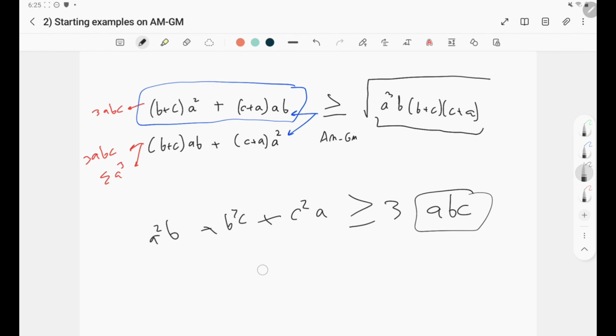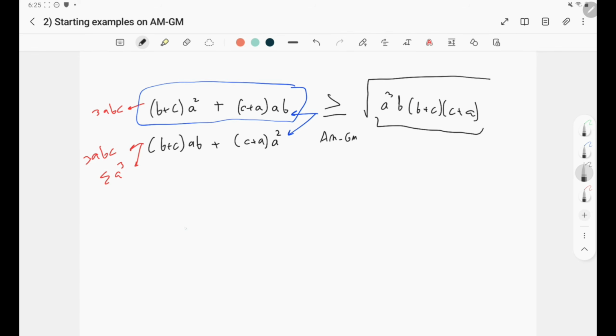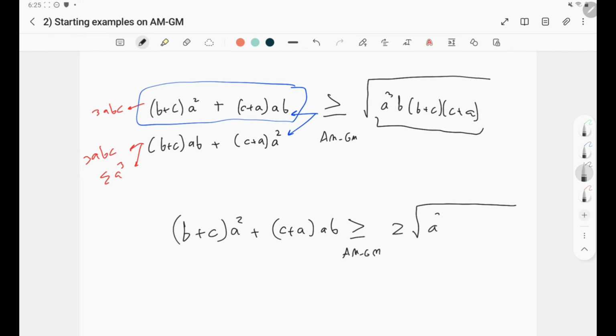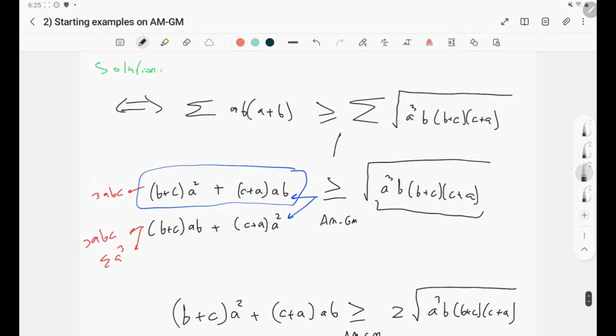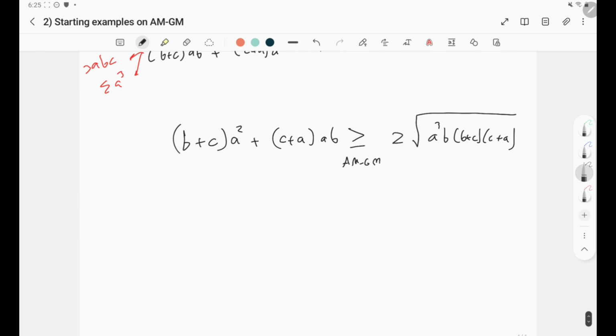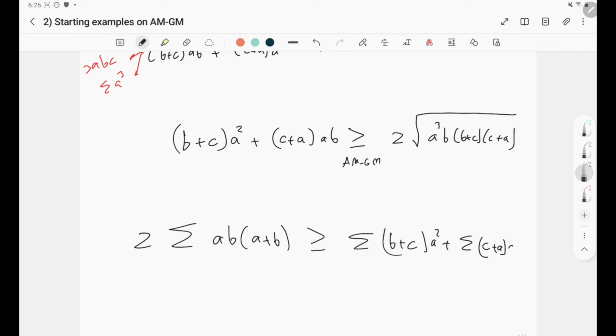All right, so let's go ahead and pick the first one. So now, by simply applying this inequality, C plus A, AB, of course AMGM, it will simply give you 2 of that. And then of course you'll take the sigma of both sides, and you'll simply get that the RHS is less than, okay, let's multiply both sides by 2 here, and then just cancel. So now we just need to prove that 2 sigma AB, A plus B, is greater than the sigma of B plus C, A square, plus the sigma of C plus A times AB.